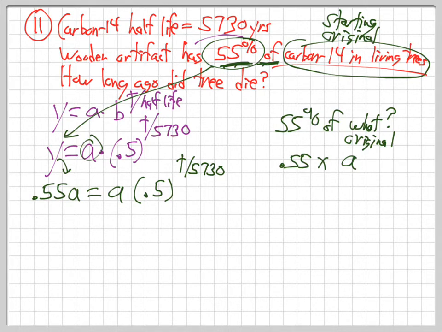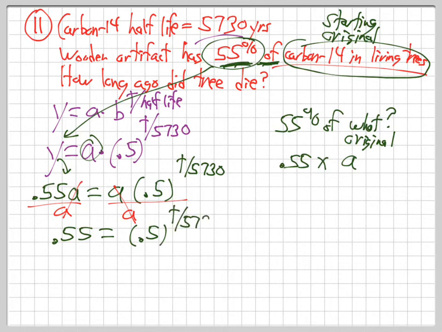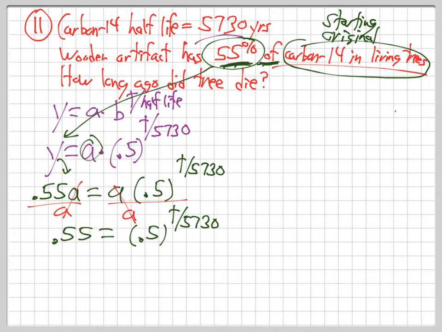Okay, now why does that matter so much? Well, that way, right away, we can just divide off the A. You have to have the A on both sides so you can get rid of the A. So now we've got 0.55 equals 0.5 to the T over 5730. All right, how are we going to solve? So let me get rid of this here. We now need to solve for T.